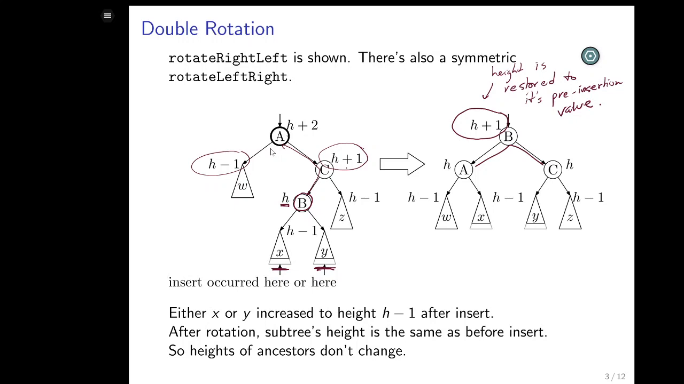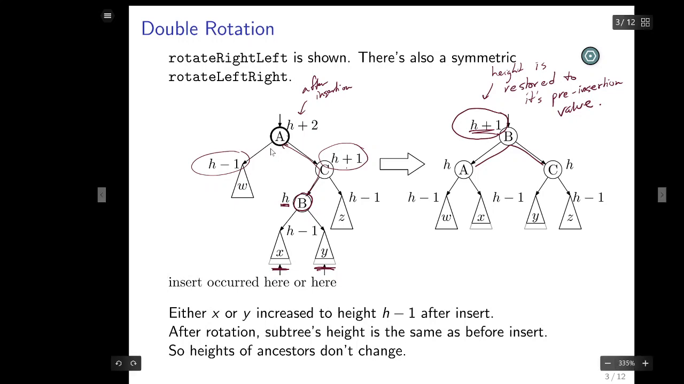Have any questions about this? Yeah. I don't see where the height is being restored. Like in what? Oh, so what's happened here is I'm taking a tree that was after the insertion that was of height h plus 2. So that's after insertion. And then I perform the double rotate, and it actually decreases the height of the root by 1, which brings the tree back to what it was height-wise before the insertion.